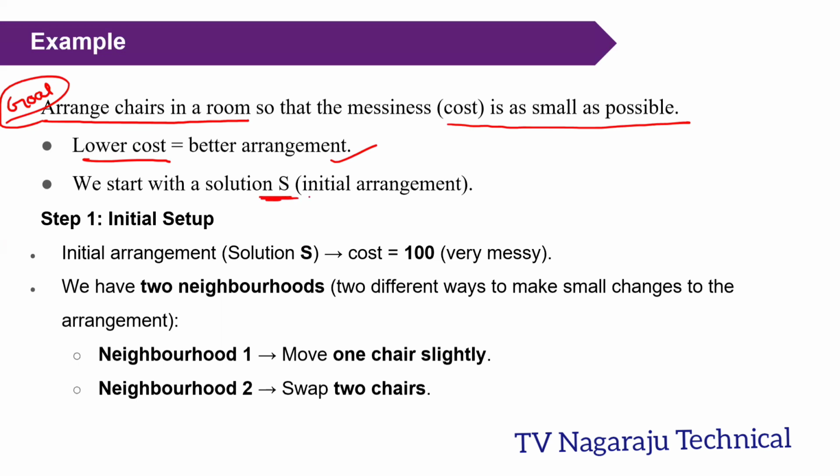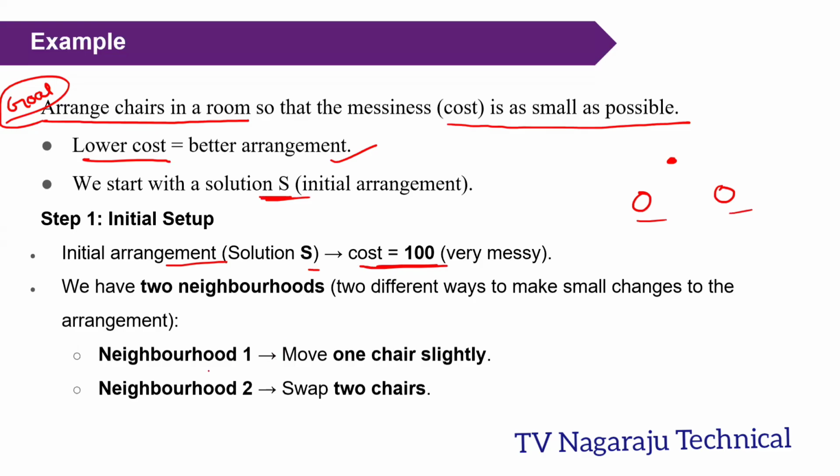Now, according to the algorithm, what is the first step? Start with some initial solution. So, initial arrangement, assume the values here are my assumptions. Initial arrangement, yes, my cost I assumed as 100. This is my current solution. Assume it has two neighborhood structures. This is my assumption: I have two neighborhoods.